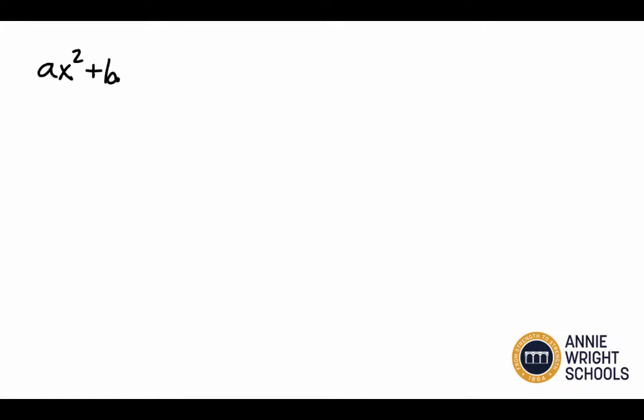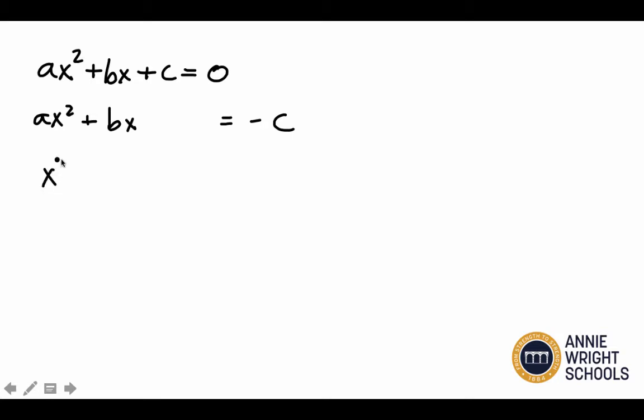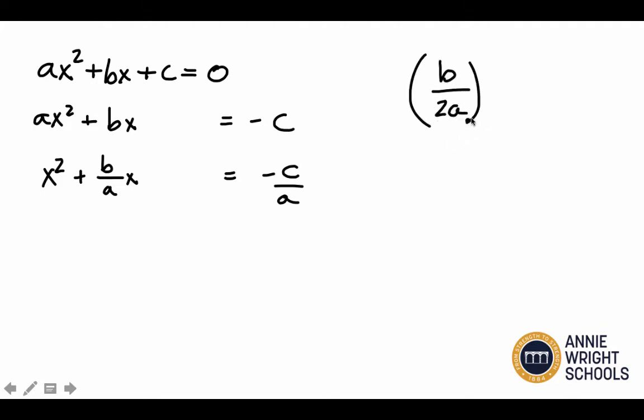ax squared plus bx plus c equals 0. Quadratic equation that does not factor. So I throw the c to the other side. I get rid of the a because it's an equation by dividing by a. I now take half of the coefficient of x, which is b over 2a. Remember that, it's going to come back later. And I square that and get b squared over 4a squared. So I add that to this side.